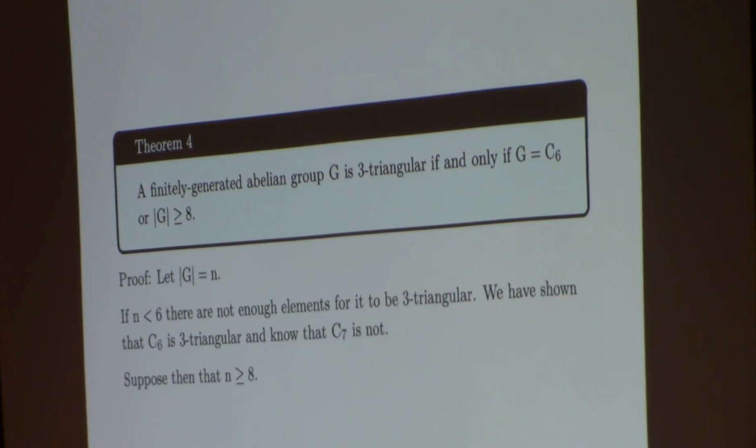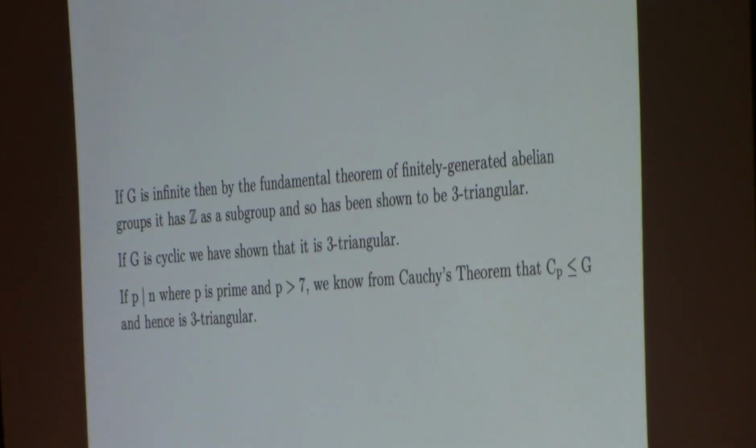So looking at the proof here, if n is less than 6, it doesn't have enough elements. We already showed that C6 is 3 triangular, C7 is not. So that's every abelian group from order 1 to 7 covered there. Now, if it's going to have 8 or more elements, then we can look here. An infinite finitely generated abelian group is going to have the integers as a subgroup. That's from the fundamental theorem of finitely generated abelian groups. Probably my favorite. Put that in the top 5 of theorems, I'd say. I don't know. Love it.